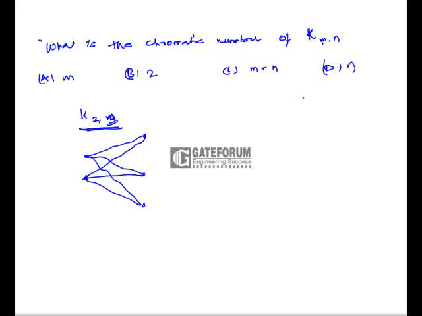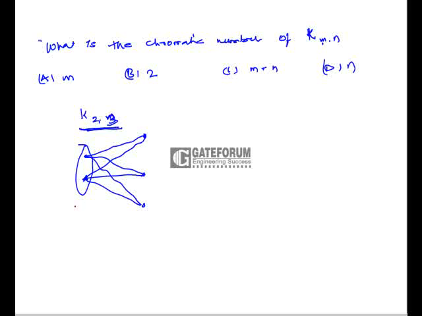Chromatic number is nothing but the minimum number of colors needed, which are assigned to the vertices, so that no two adjacent vertices have the same color. The vertices of one side are not at all adjacent among themselves. Let us take these two vertices. These two vertices are not adjacent, so we can assign the same color to the vertices present on one side.